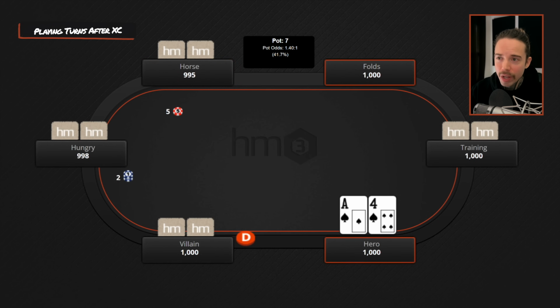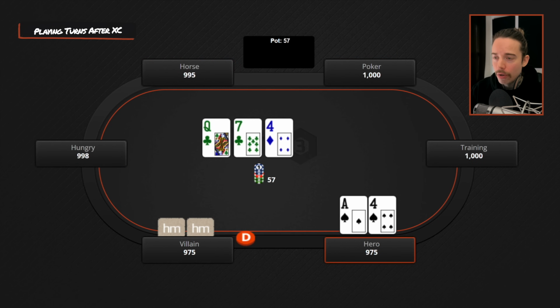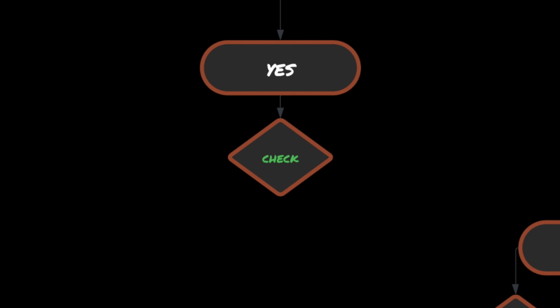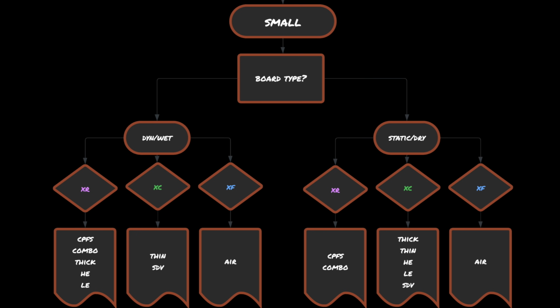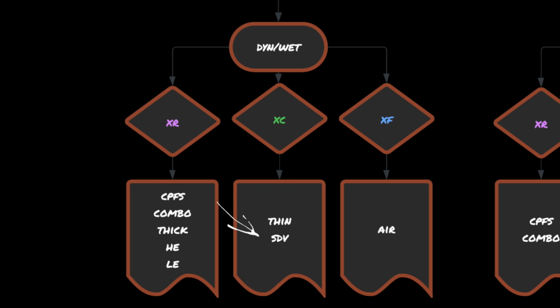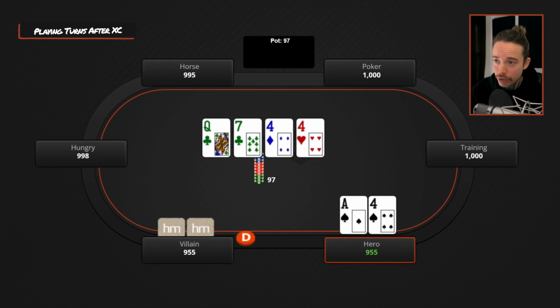Another example here, we open ace 4, our opponent calls. Going to our initial flow chart here, is it likely to get stabbed? Yes, so we are going to check. Our opponent stabs small, and going to our facing a stab on the flop flow chart, when our opponent stabs small, we are calling with our showdown value hands, which is what we have here. So we are going to call. The turn is a 4.